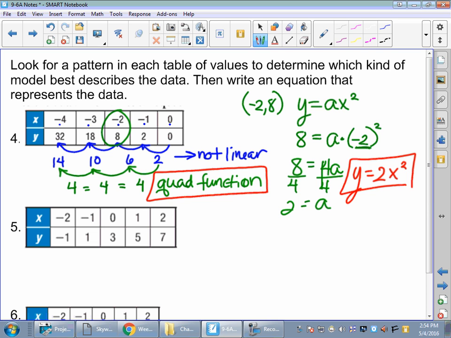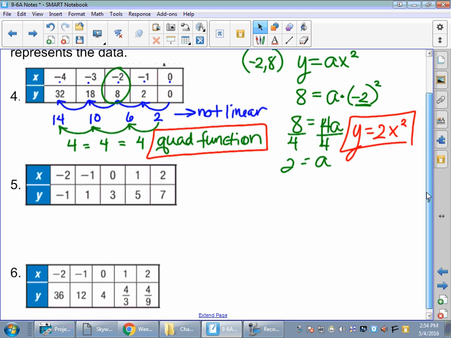If I plug in all of those ordered pairs, all of them should work. (0, 0) works. When I plug in -1, I get (-1) squared, which is 1. 1 times 2 is 2. When I plug in -3, I get 9. 9 times 2 is 18, on and on and on. So you could always check your answer by plugging in the table of values and making sure that they work. Let's try the next problem.